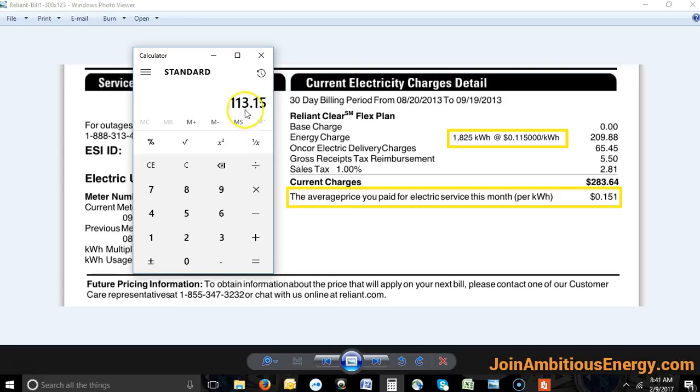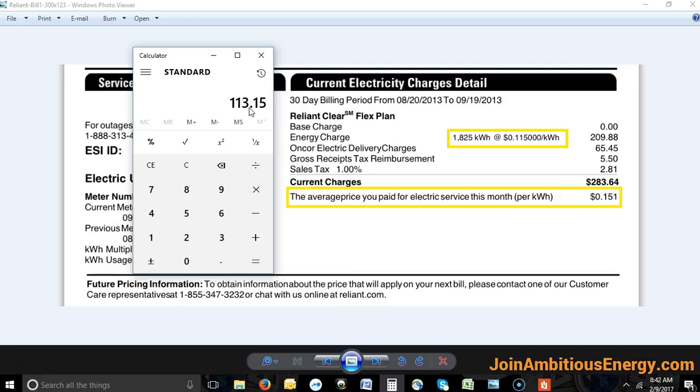That comes out to $113.15. So basically what we're saying is this bill right here that came out to $283.64 would have been $113 cheaper with Ambit Energy's 12-month plan. So that's how we can do an actual fair apples to apples comparison.